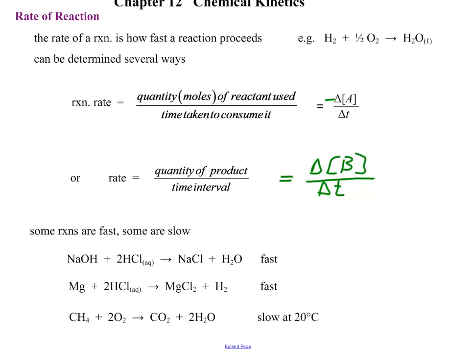Some reactions are slow, some reactions are fast, and you really can't tell by looking at the chemical reaction which it is. If we look at the reaction between sodium hydroxide and hydrogen chloride, if we look at an aqueous solution of each, then we get sodium chloride and we get water. That's a very fast reaction.